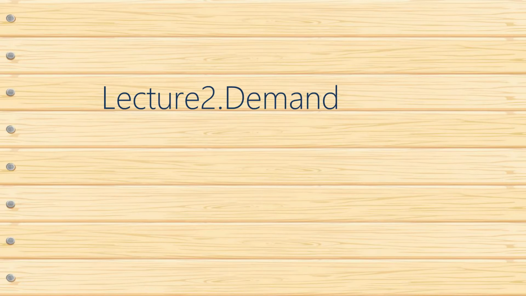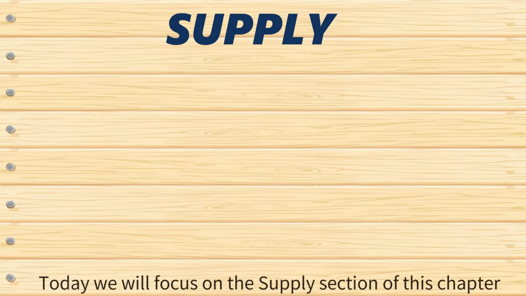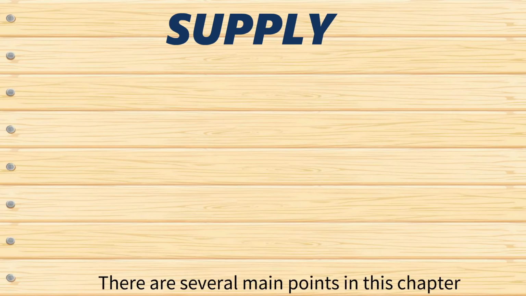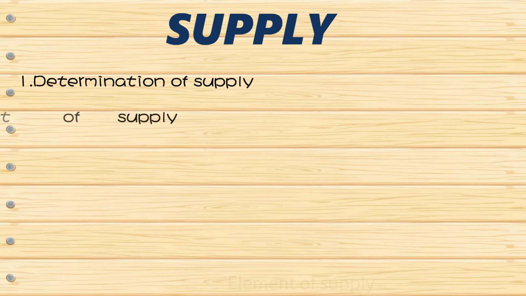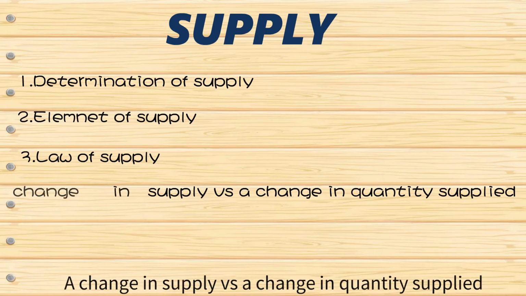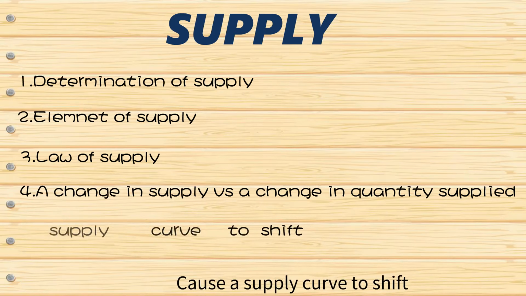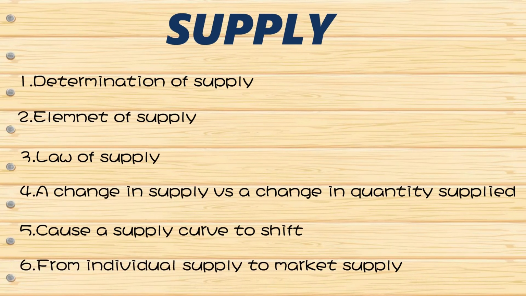Lecture 2. Demand, Supply, and Market Equilibrium. Today we will focus on the supply section of this chapter. There are several main points in this chapter. They are determination of supply, element of supply, law of supply, a change in supply versus a change in quantity supplied, cause a supply curve to shift, and from individual supply to market supply.